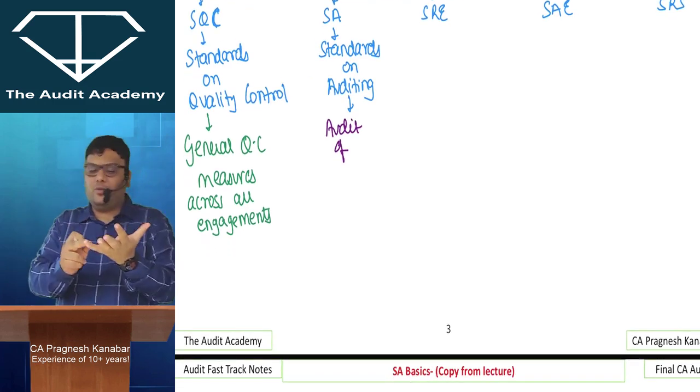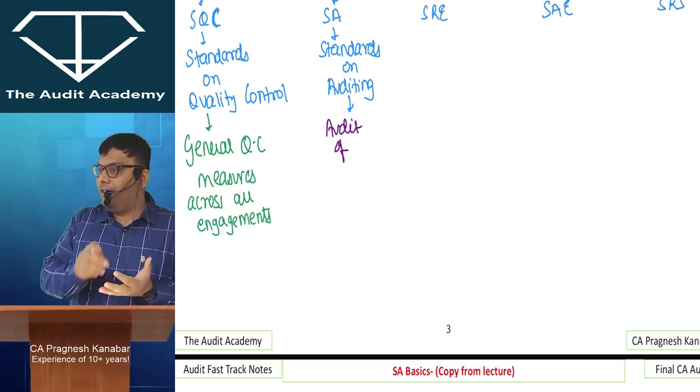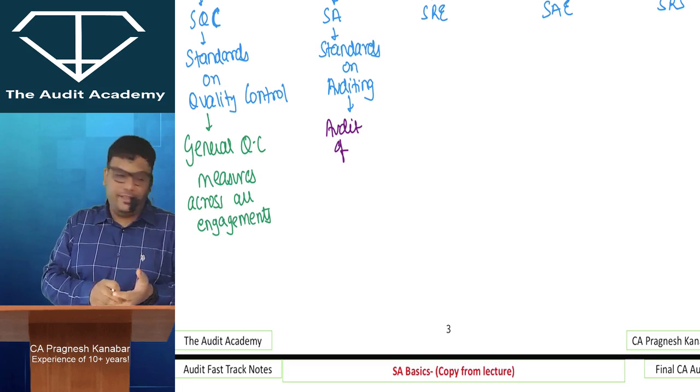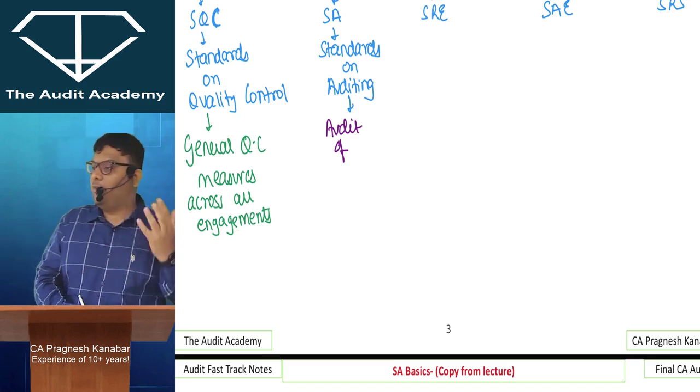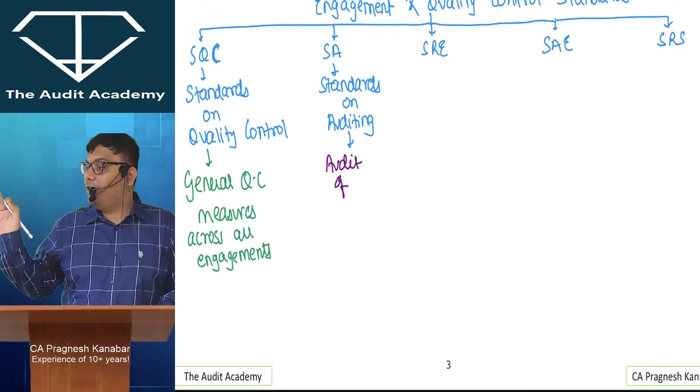In the market you have so many audits: internal audit, concurrent audit, statutory audit, this audit, that audit, system audit. I think after a few days, the Big Fours will introduce human body audit also. So standards on auditing deal only with audit of financial statements.